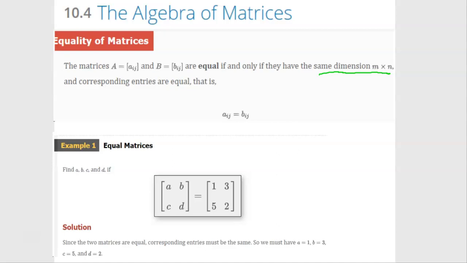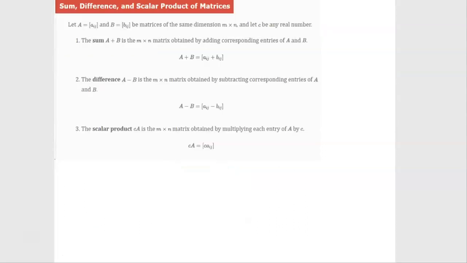So here's example 1. You have a matrix A, B, C, D right here, and you have a matrix here. Notice they're the same size, a 2 by 2 matrix equals another 2 by 2 matrix. Therefore, if they're the same size, you know this corresponds with that. So A equals 1, B equals 3, C equals 5, D equals 2. You can make that connection if they're the same size, so that way you can compare the matrices.